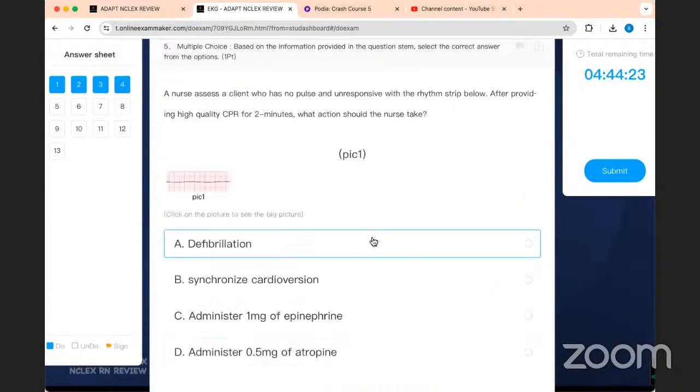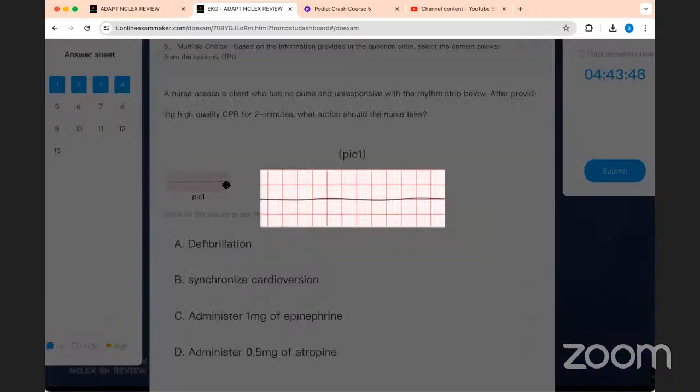So, let's assess a client who has no pulse. Pay attention: no pulse and unresponsive with the rhythm shown below. After providing high quality CPR for 2 minutes, what would you do? This is the rhythm. This is what you see. What kind of rhythm is this?